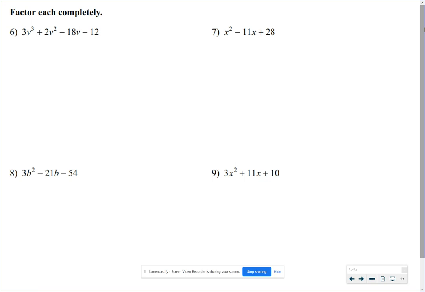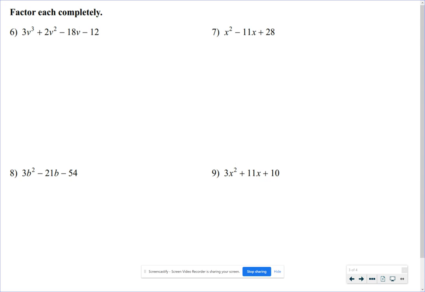So what I want to look at in problem number 6 is that I have a polynomial written in standard form. Notice the powers: 3, 2, 1, a 0 power. So it's in standard form, but I have 4 terms. When we have 4 terms, remember we either factor by grouping or we use the box method. I'm going to look at the GCF for those 4 terms. 3 and 2 don't have any factors in common, so I don't have any numbers that I can pull out other than a 1.